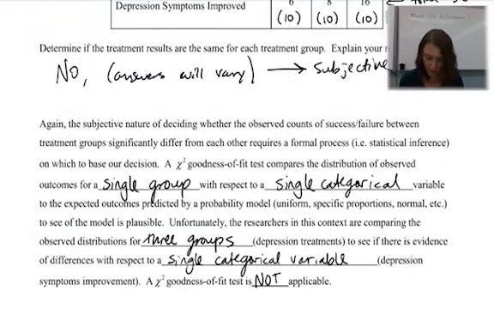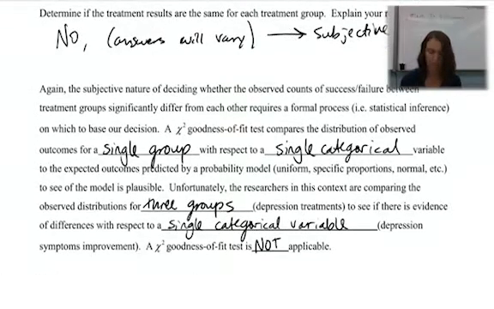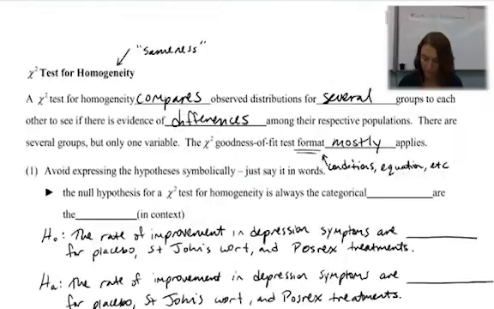So a chi-squared goodness of fit test doesn't really work here because it compares the distribution of observed outcomes for a single group with respect to a single categorical variable. We don't have that. We have three groups here, three different depression treatments. We still have a single categorical variable, which is depression symptoms either improved or not. But we have three different groups. So we can't use a chi-squared goodness of fit test.